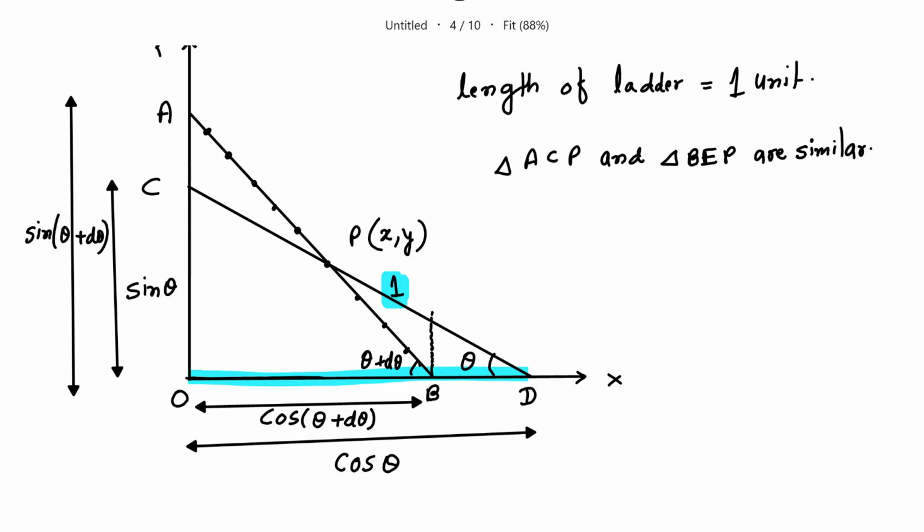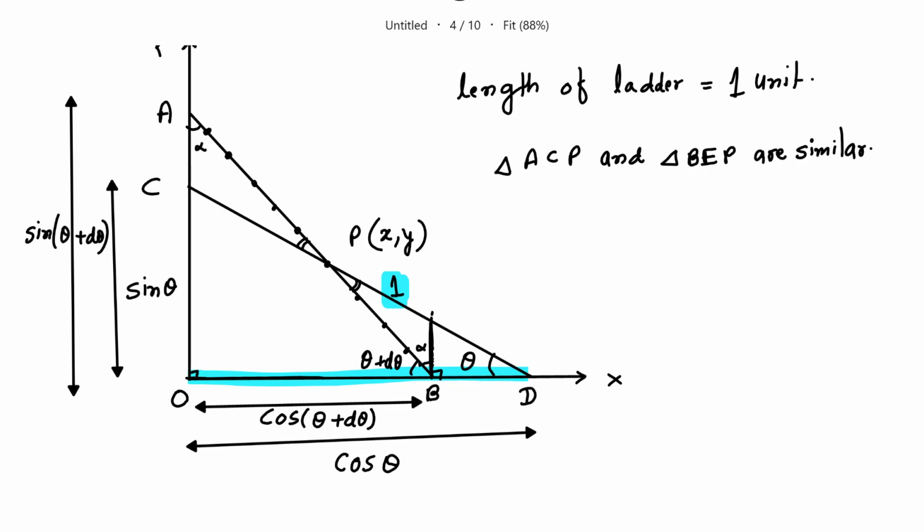You see this angle is equal to this angle, and let's call this angle alpha. Then this angle will also be alpha, because this line is perpendicular to this line and this line is also perpendicular to this line. So these two lines are parallel, and one line intersects them, so these are alternate angles, and this angle will be alpha. So these two triangles are similar.